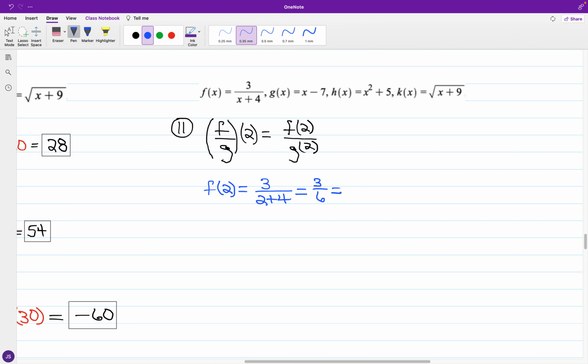So you have 3 over 6, and 3 over 6 reduces to 1/2. And for what we have in the case of g of 2, g of 2 is equal to 2 minus 7, so this will be -5. So for the ratio, f of 2 is at 1/2 and g of 2 we have at -5.